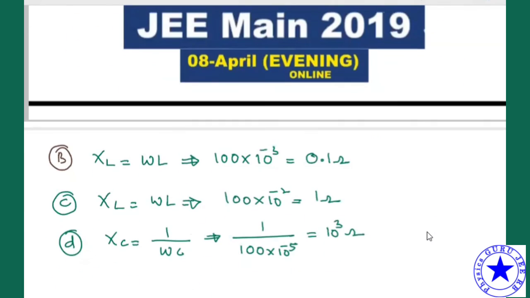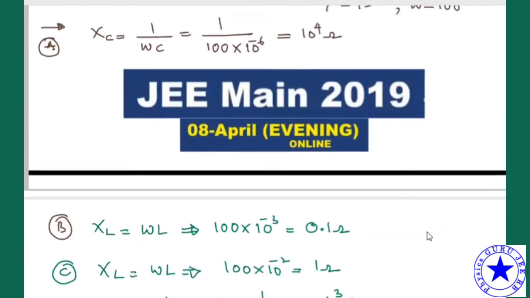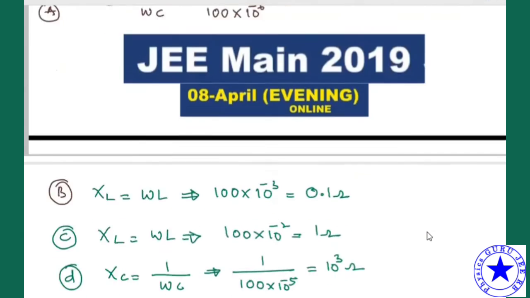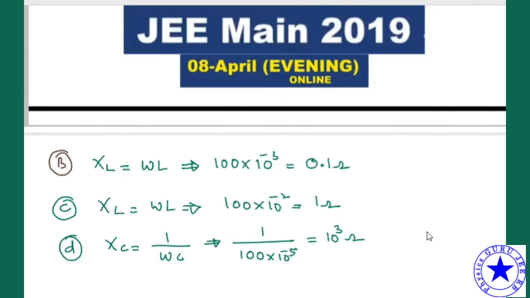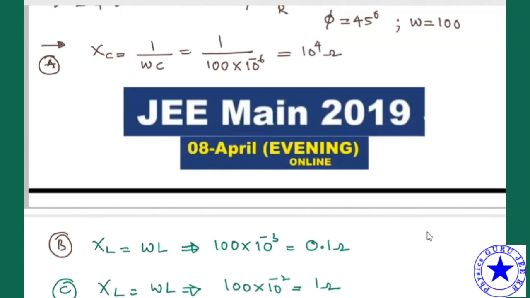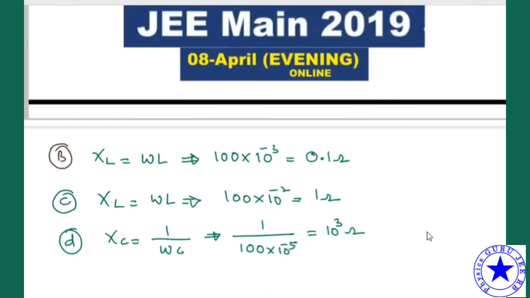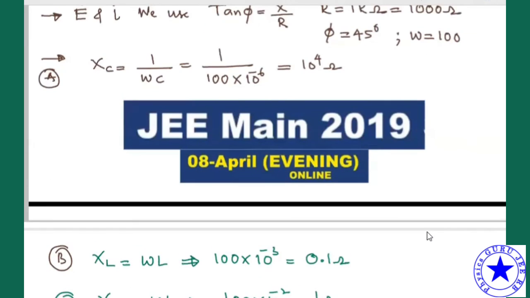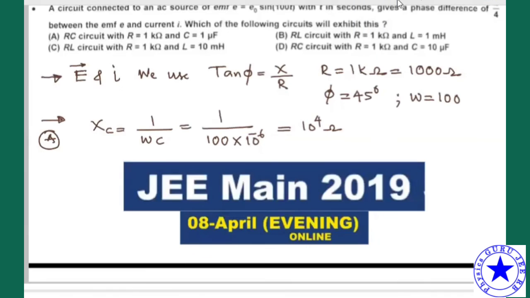So I calculated impedance. Fine. 10 to the power of 3. I got 10 to the power of 3 for option D. So we can say that 10 to the power of 3 will be the correct answer, or the appropriate answer for this particular question.